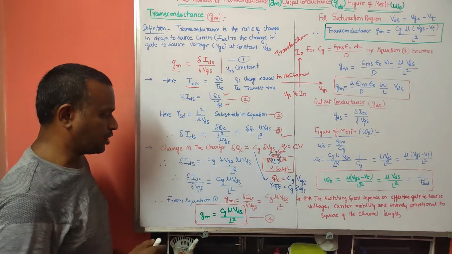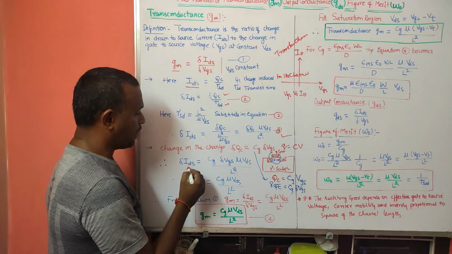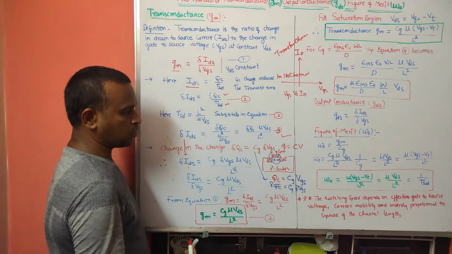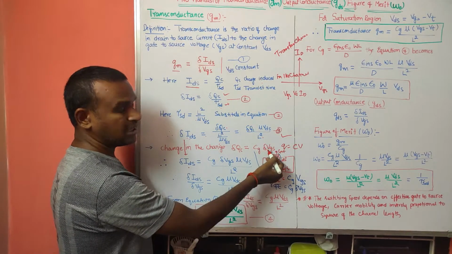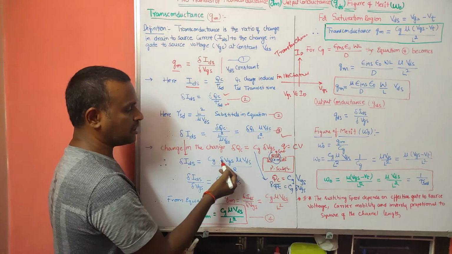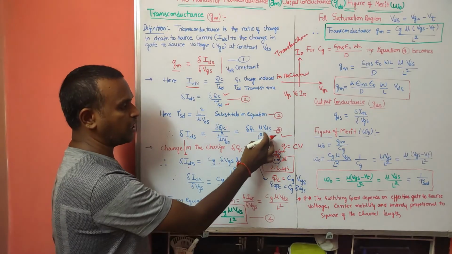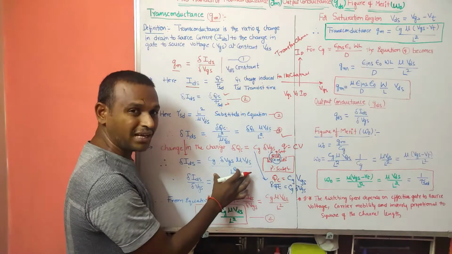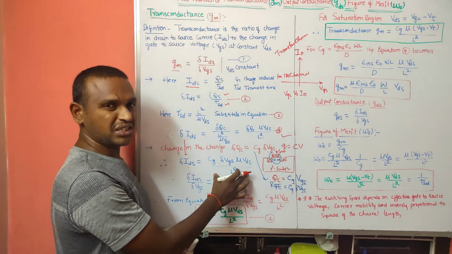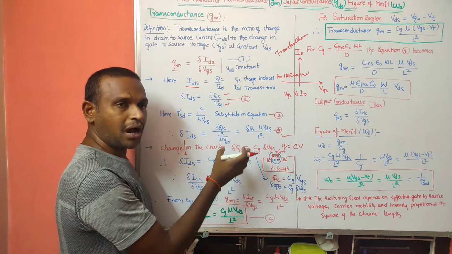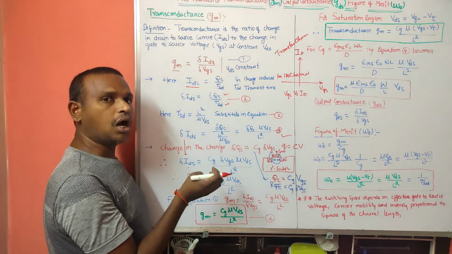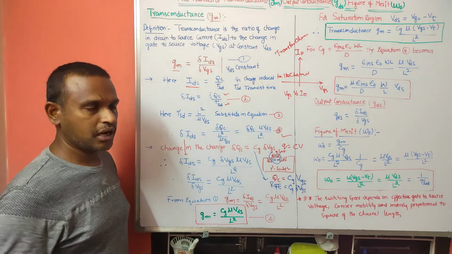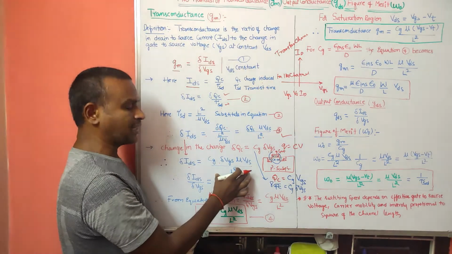The same thing I have written here. So here we have delta IDS as it is, and in place of delta QC I am substituting CG delta VGS and mu VDS by L square. So this is about how you can calculate the delta QC, or the change in the charge, under that SiO2 layer or in the substrate between source and drain. So this is about the delta IDS.